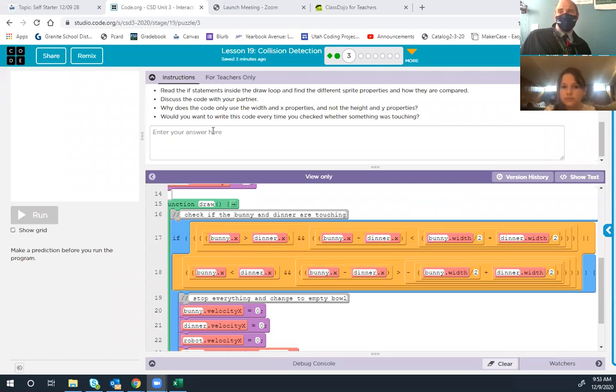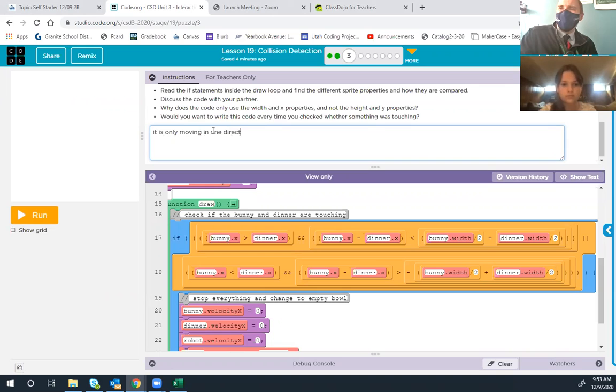discuss the answer. Now that you've discussed it with your partner, or on your own as a distance learner, looking at this code, we decided that it's only moving from side to side. So it is only moving in one direction, hence the reason why we don't care about the Y property. We also don't want to code this all the time.